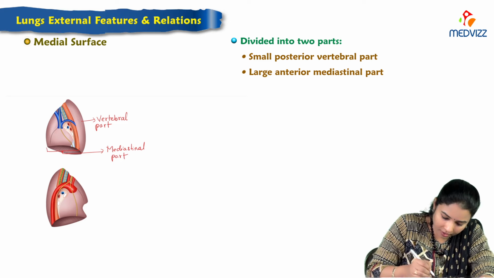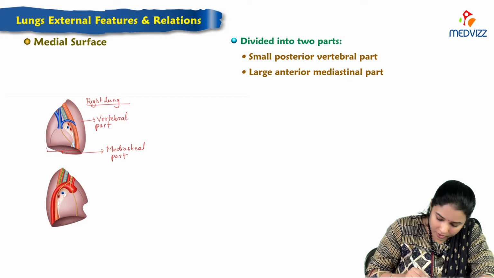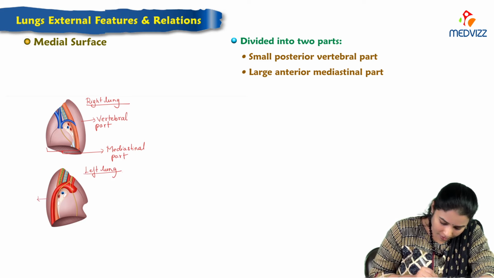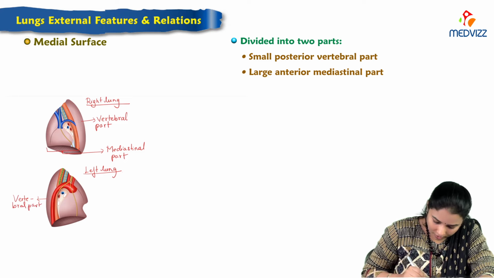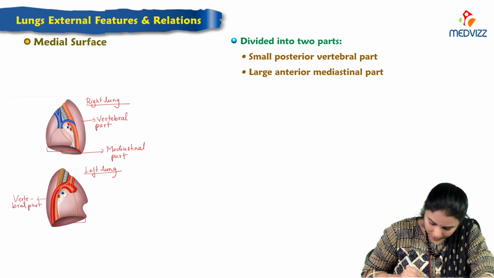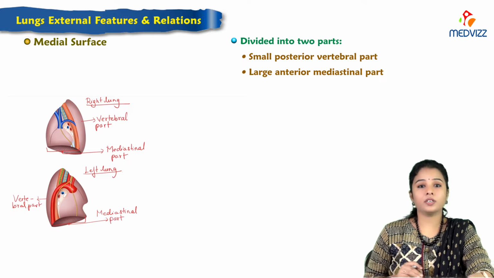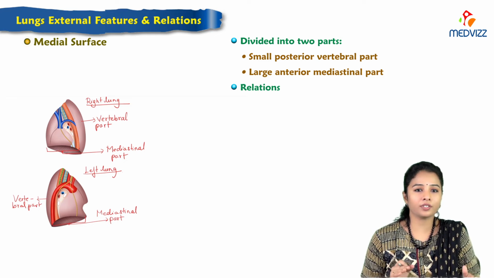This is the left lung. Here is the right lung. And the picture below is the left lung. So here, this is the vertebral part. And from here to here, the whole surface is the mediastinal part. So let's see the relations of the medial surface of the lung.